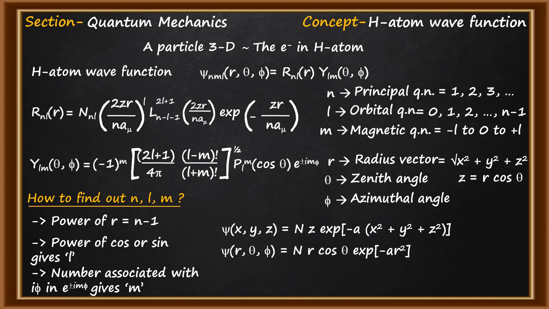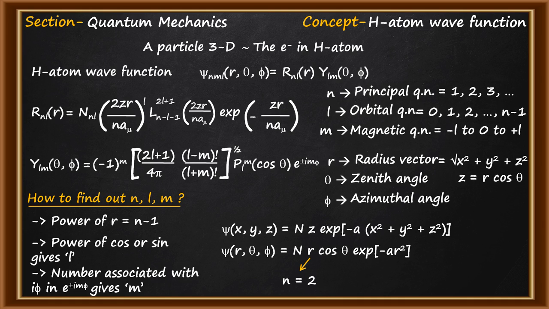Now let's apply these tricks in the given wave function to find out the quantum numbers. So here in the given wave function, r has a power equal to 1. As I already said, the power of r is equal to n minus 1. That means n is equal to 1 plus 1, which is equal to 2.